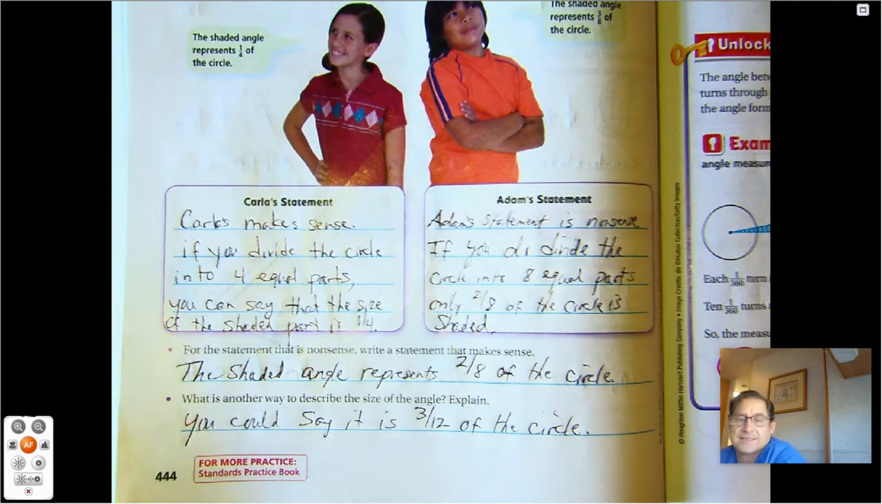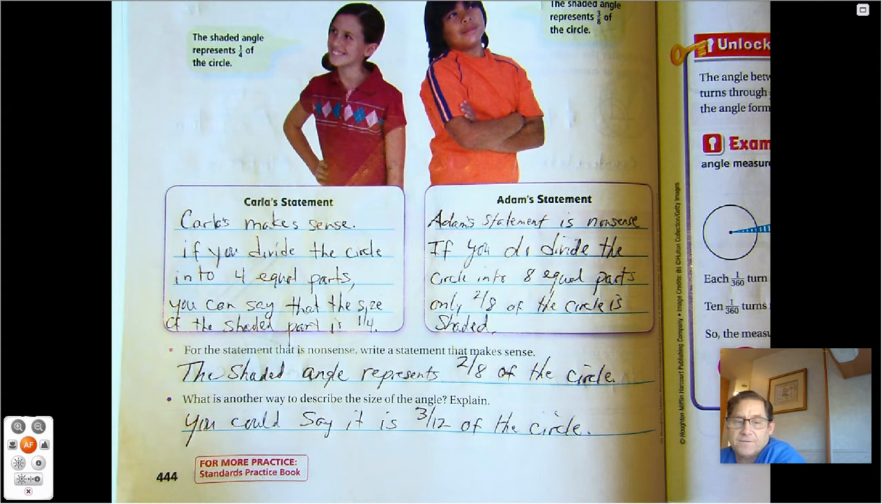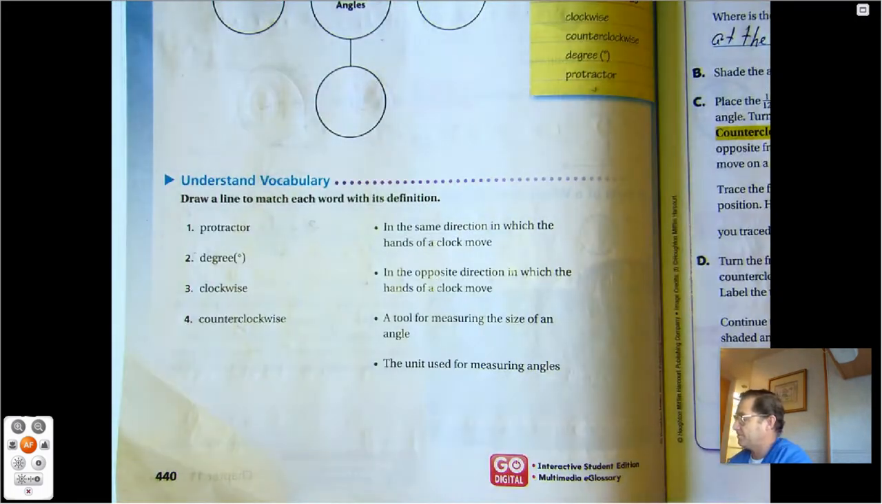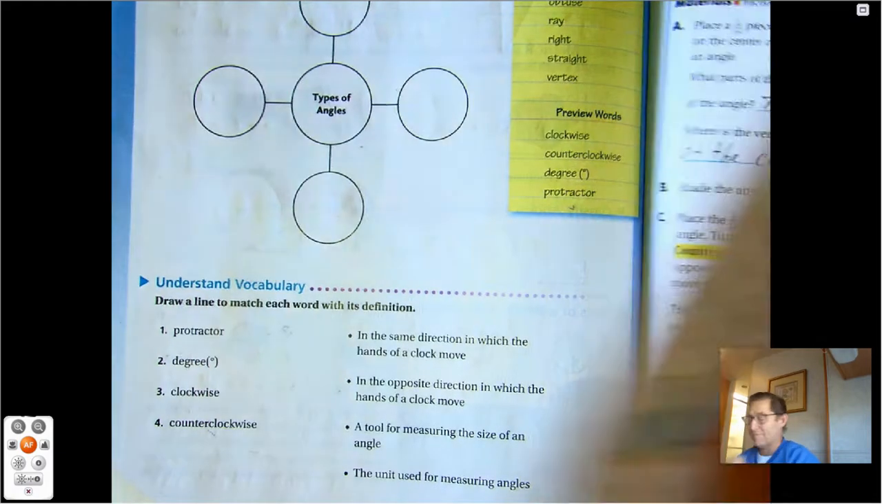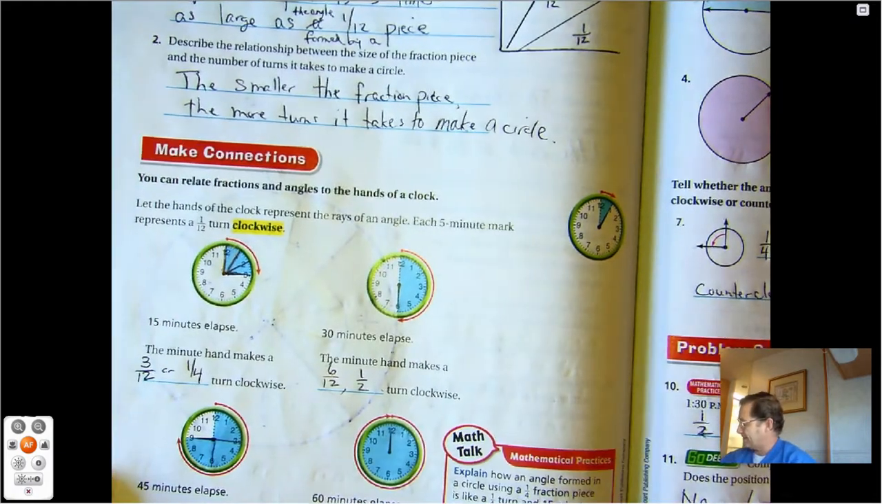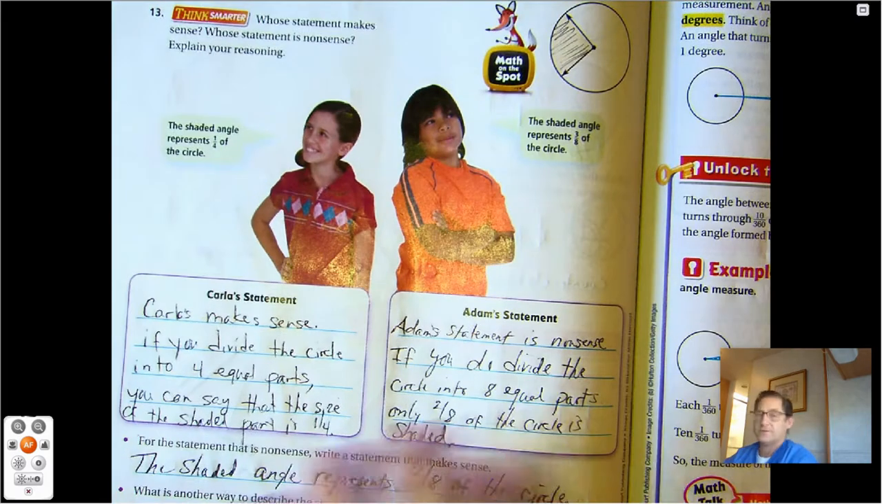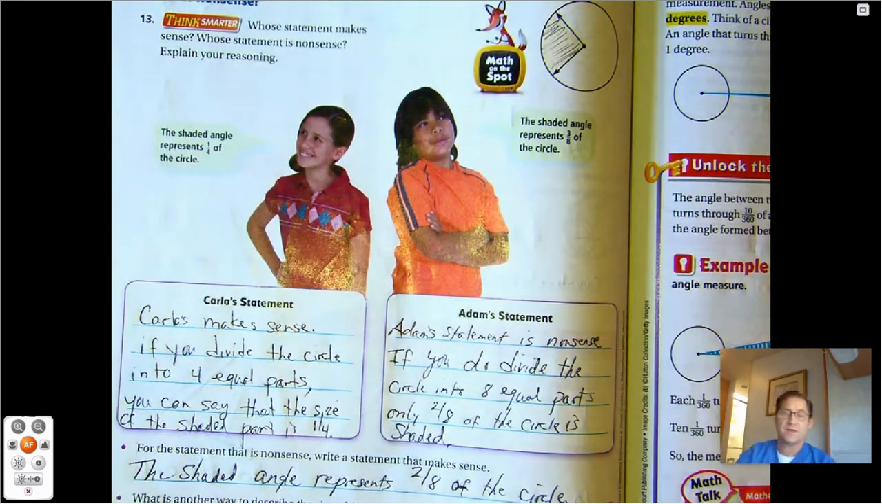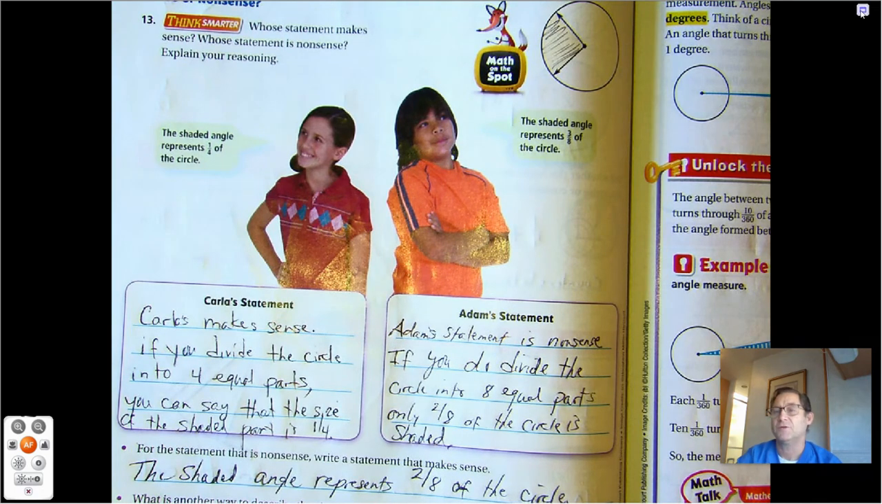All right, so that's our initial discussion of angles and fractions, fractional parts of the circle. Okay. So our next lesson will cover degrees in lesson 11.2. So until then, may the numbers always be in your favor.